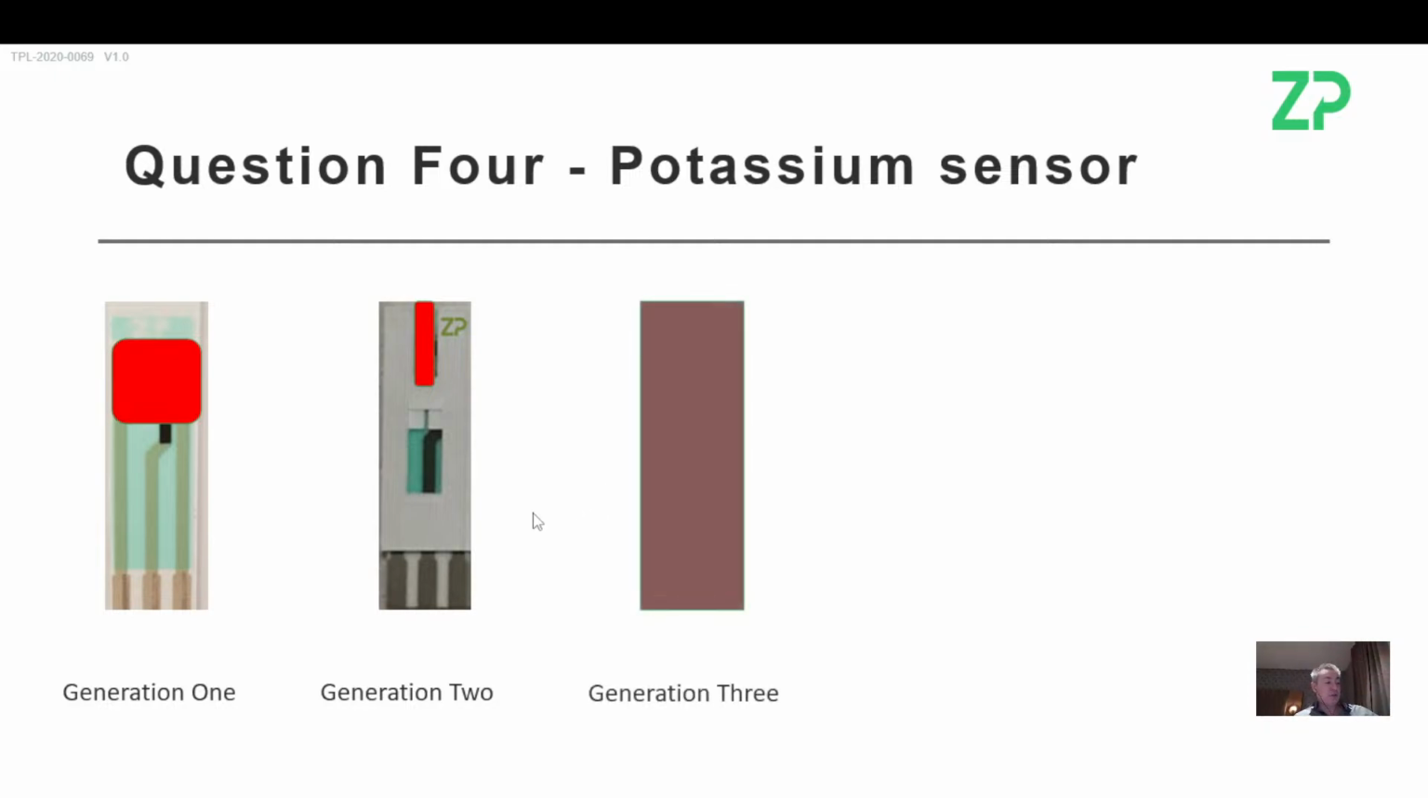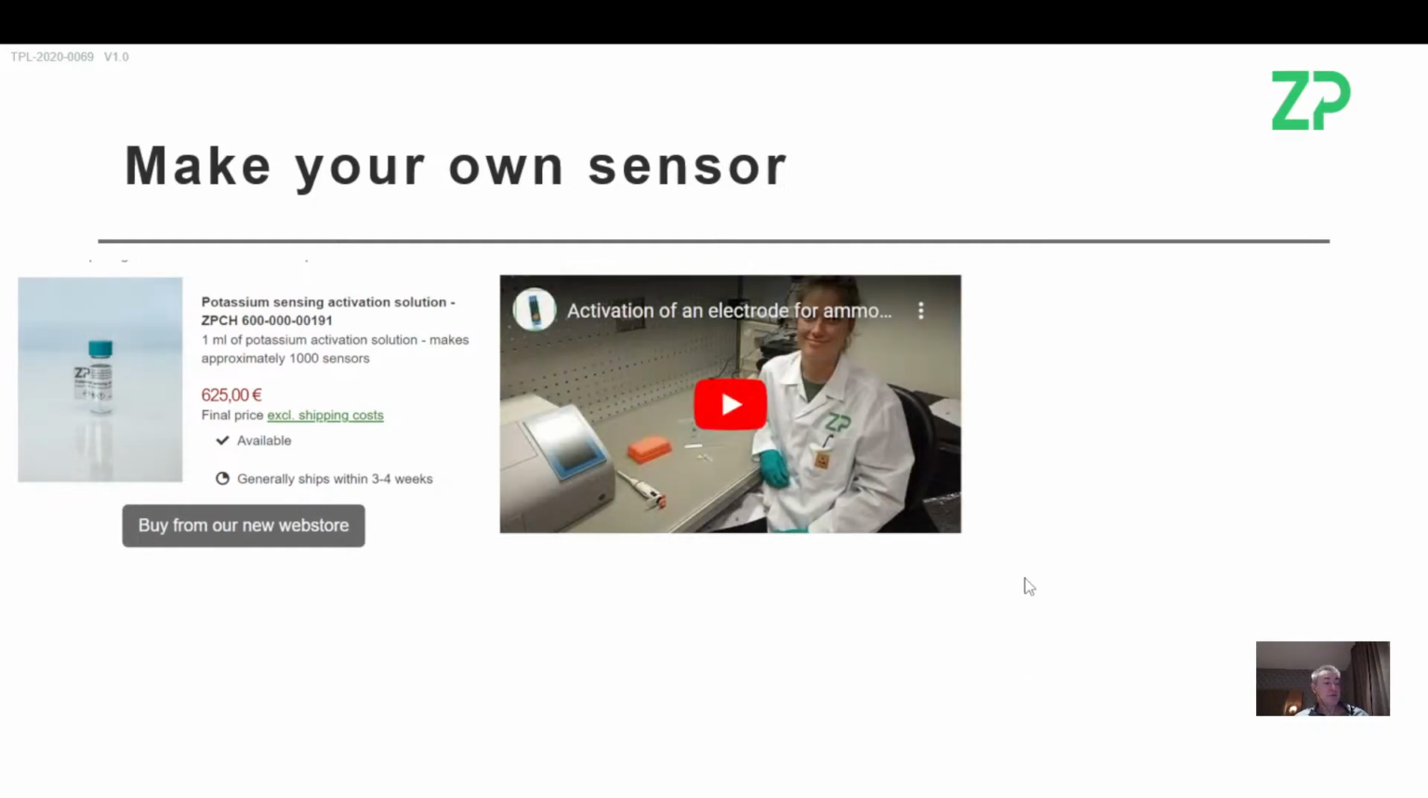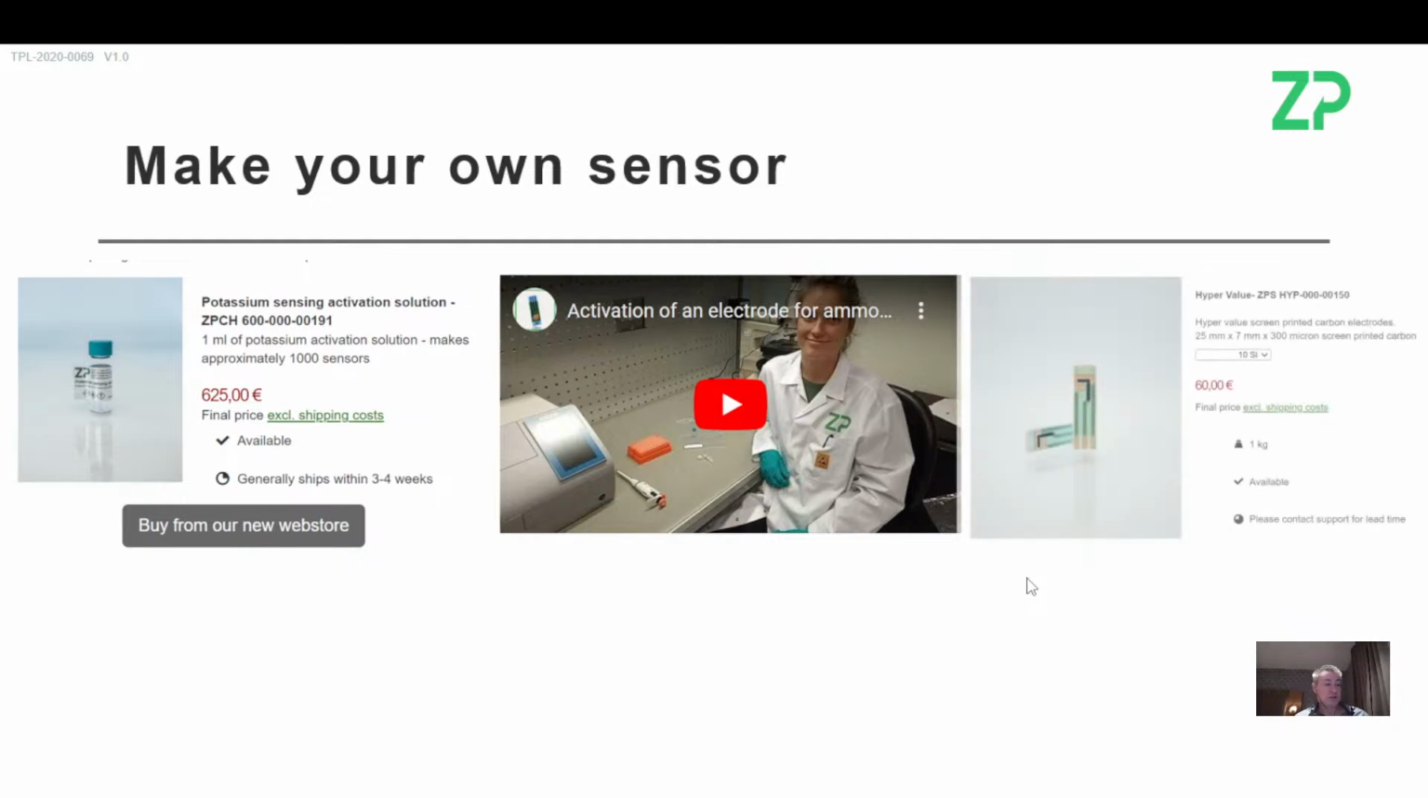Now we do have a generation 3 potassium sensor coming, but we only release this with people who are doing projects or programs with us. So you can buy generation 1, for example, on the website, but we also have a generation 3. If funding and budget is a restriction for you, you can also make your own, and I'll just discuss that here, that we have the potassium activation solution. There's a video on the website. Hopefully I've linked to all of this.